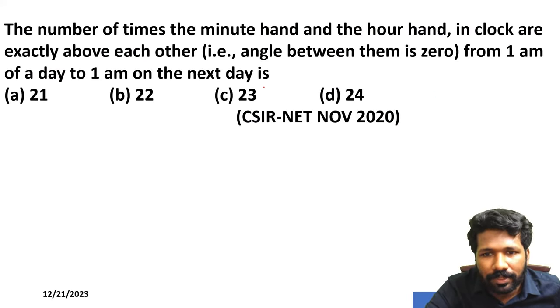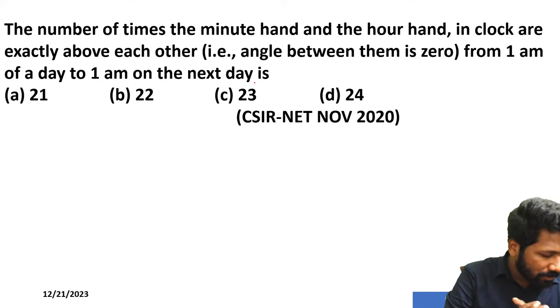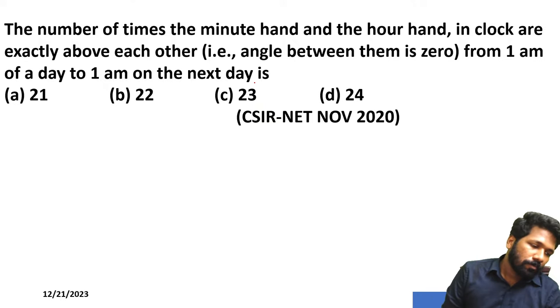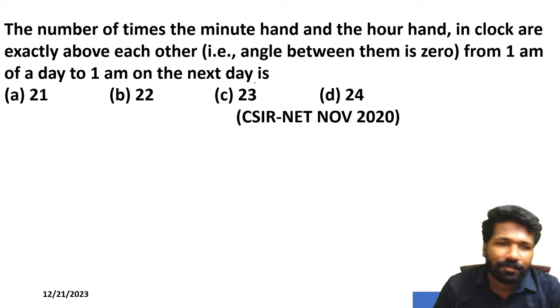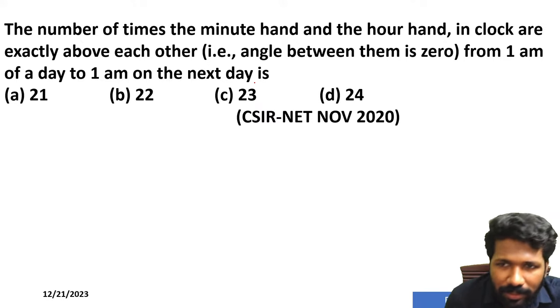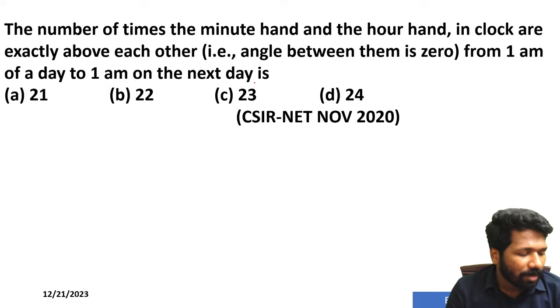Now, this is another important question. Try this. November 2020, this was asked. The 180 degree condition we discussed. This is the 0 degree condition. That is, hands one over the other. Hands one over the other. Minute hand over hour hand or hour hand over minute hand.